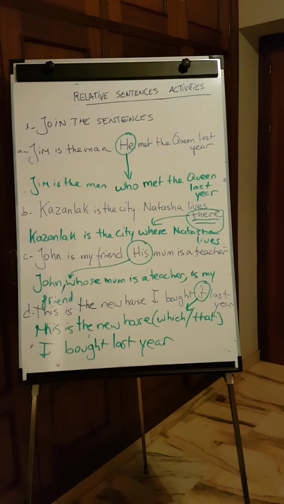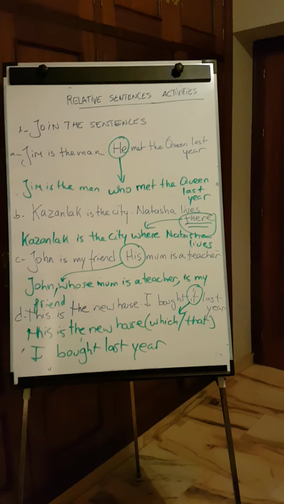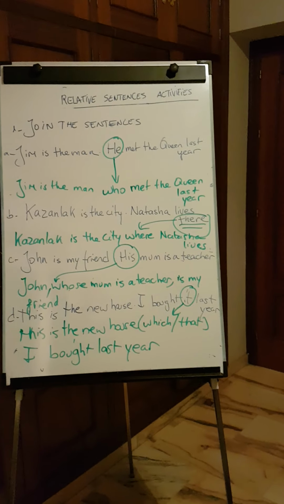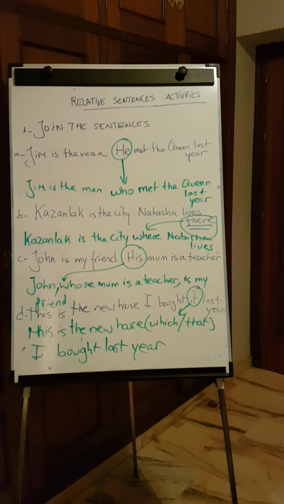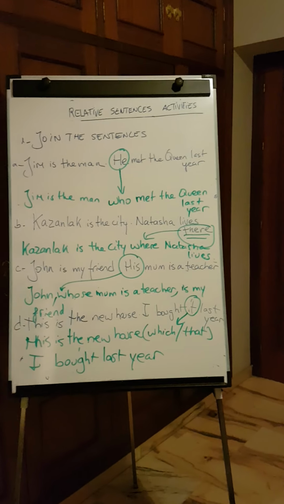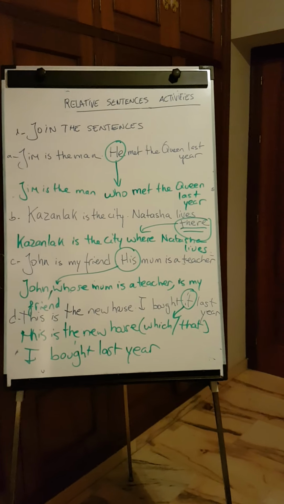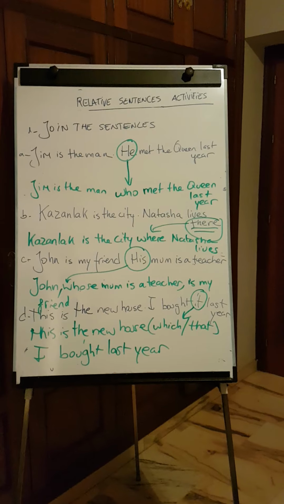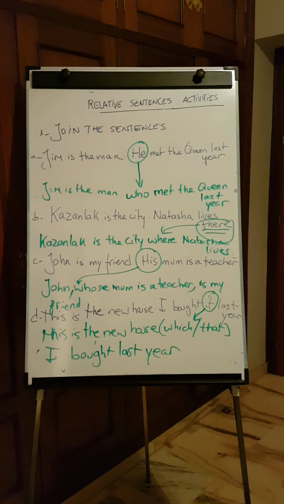Some people make the typical mistake of saying, for example, Jing is the man who he met. No, you can't say he, because he is replaced by who. So that's what I was referring to: you need to underline which word is not going to be in the new sentence with the relative sentence included.